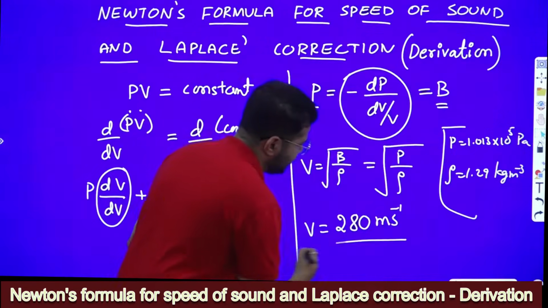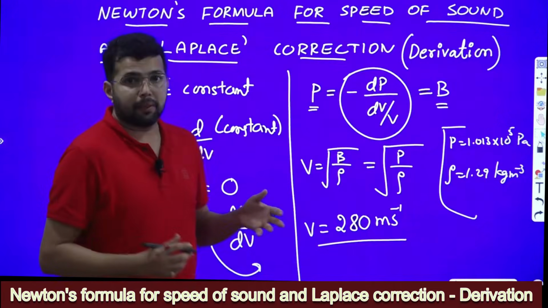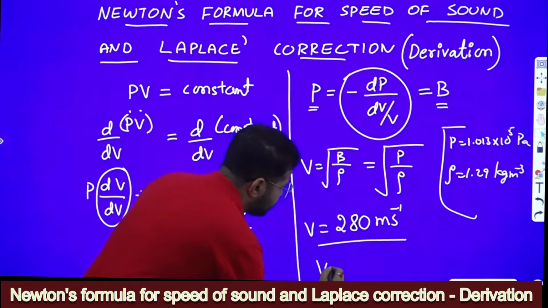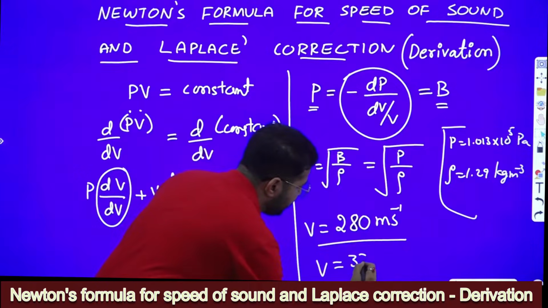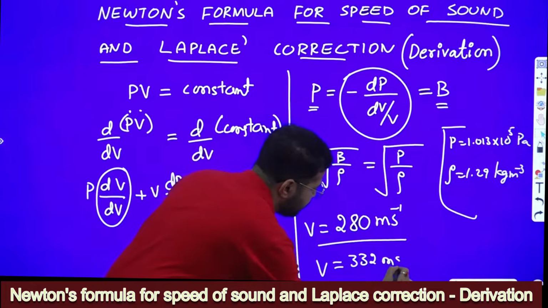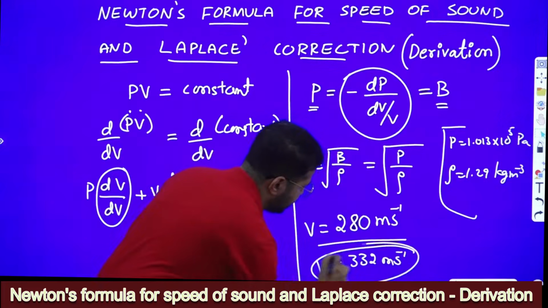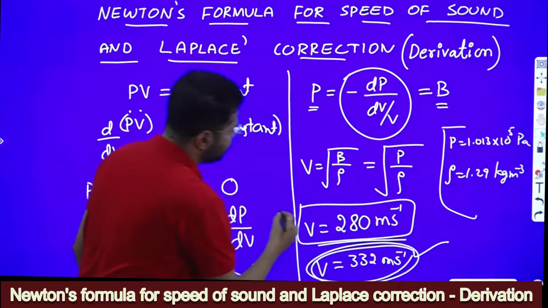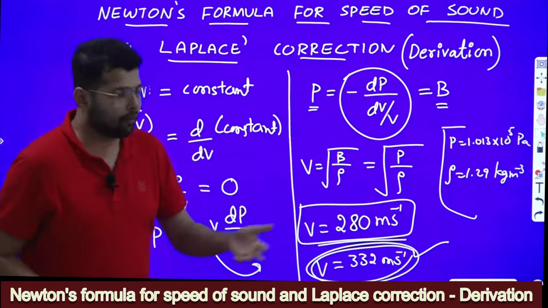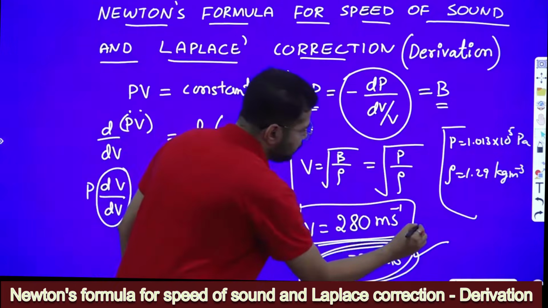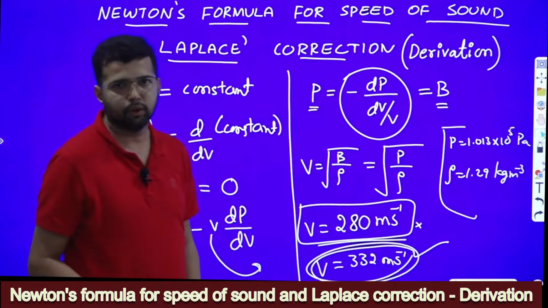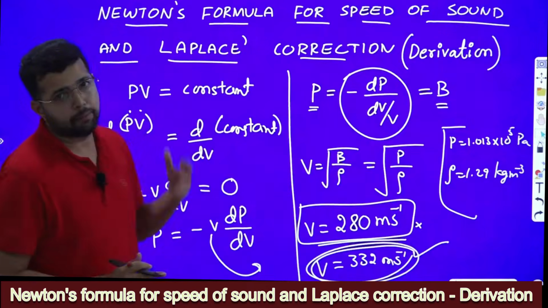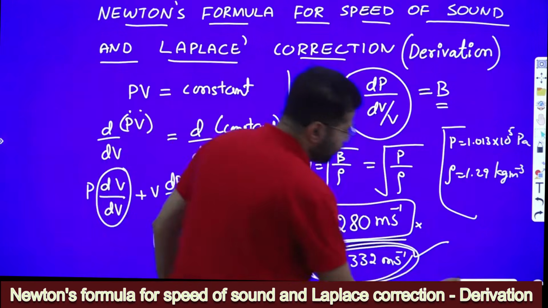You can see the calculations, but experimentally we know that velocity of sound is equal to 332 meter per second at standard temperature and pressure. So, this is the experimental value, and the other value we got using Newton's formula. So, there is some small discrepancy in this. Something has to be corrected there. That correction was done by Laplace. What correction he has done, we will see.